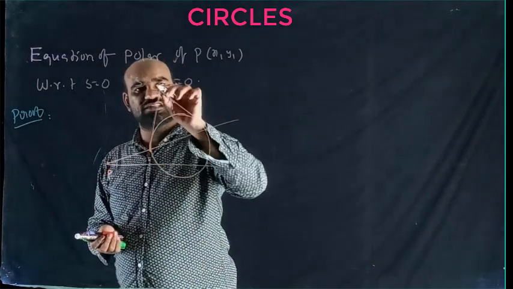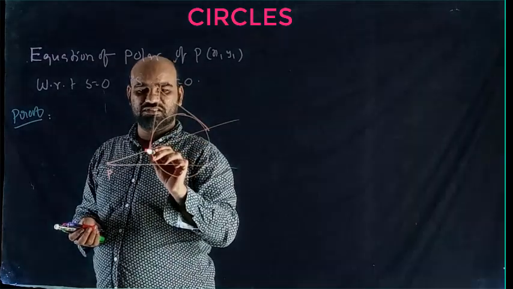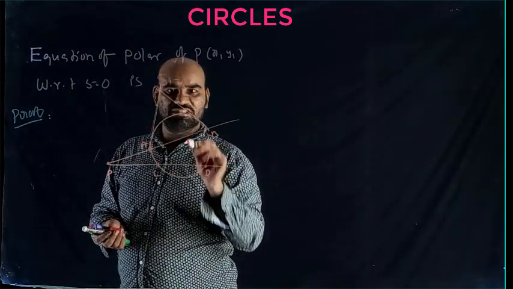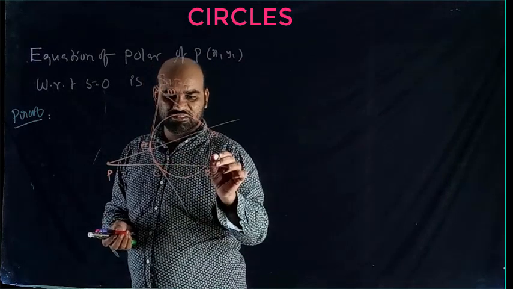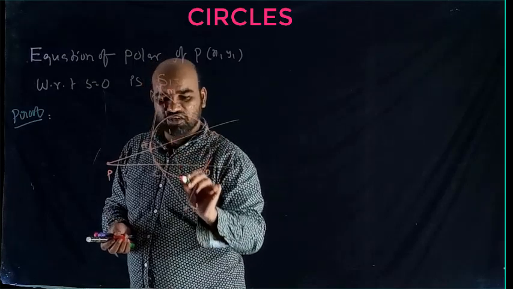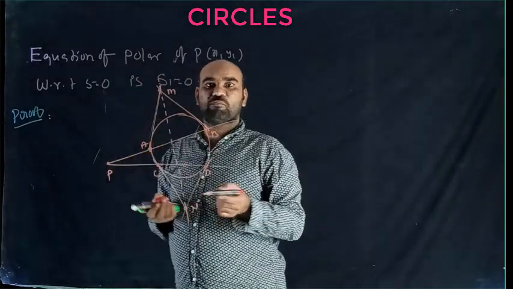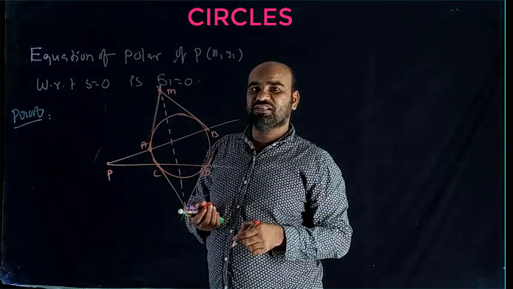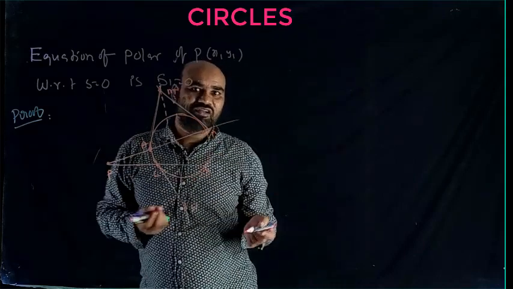Assume that these two tangents meet the circle, say this is A, B, this is C, D, and this is M. Similarly, the other tangents are drawn, say this is N. Now we want to show that M and N are two points on the required line. So it is enough to prove that the equation of MN is nothing but S1 = 0. Same procedure as previously, how you proved the chord of contact.